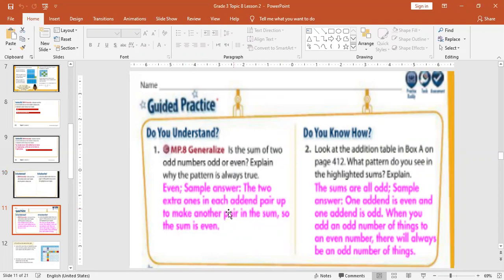The 2 extra ones in each addend pair up to make another pair in the sum. Like what here? 3 plus 3 equals 6. Why? Because 3 is 2 plus 1 and the other 3 is 2 plus 1. So 2 plus 2 is 4, 1 plus 1 is 2, 4 plus 2 is 6. So odd plus odd equals even.